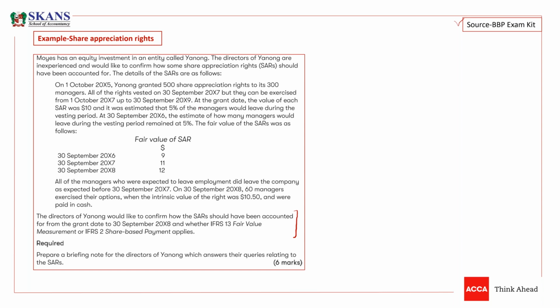The directors of Yonong would like to confirm how the SARs would have been accounted for from the grant date to 30th September X8. So this is important. They are asking you to give treatment from grant date to 30th September X8. If the grant date is in October 2005, you have to calculate 2006, 7, and 8. If the grant date is in 2004, you have to calculate 4, 5, 6, 7, and 8. So this is really an important thing.